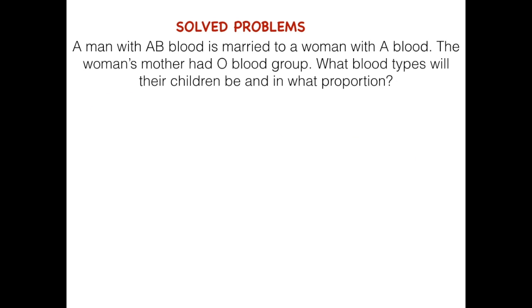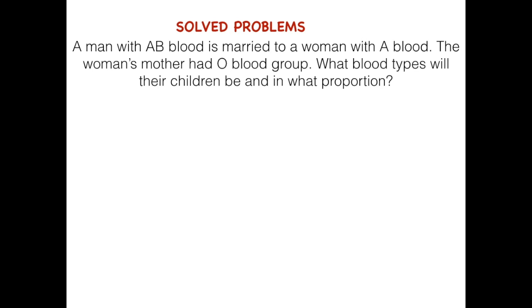Moving on to the next problem, which is a little bit more complicated. Here, a man with AB blood is married to a woman with A blood. And the woman's mother had O blood type. What blood types will their children be, and in what proportion?